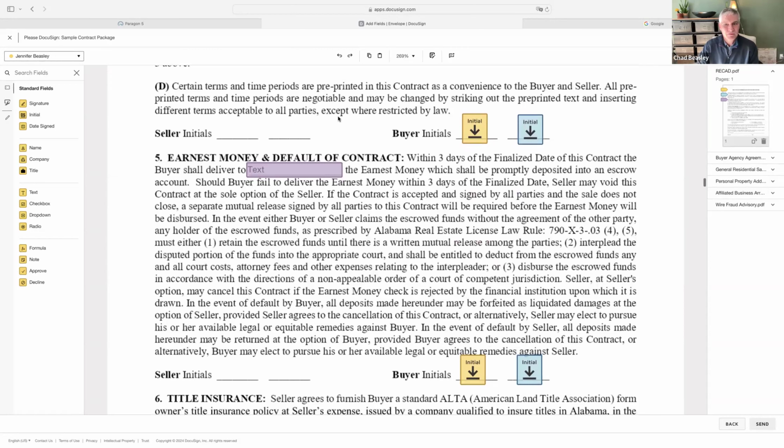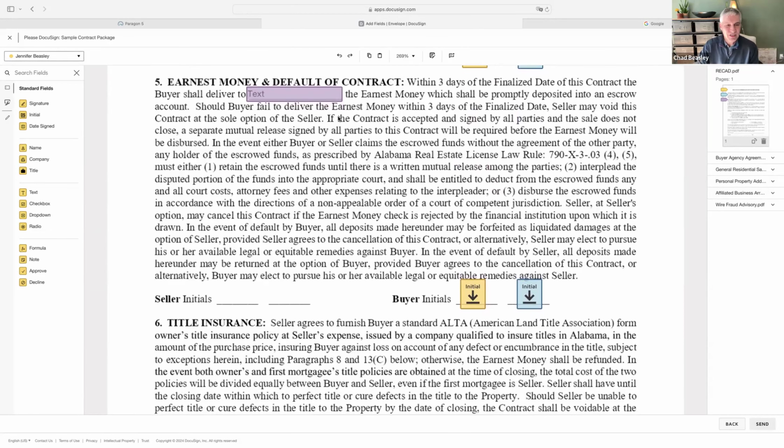And then we get into our earnest money section. It just talks about the pre-printed time frame in here that y'all need to be aware of. Within 3 days of the finalized date of this contract, the buyer shall deliver to whoever's going to be holding the earnest money, which shall be promptly deposited into an escrow account. So if you're working with the buyer, make sure they understand this, that within 3 days of the finalized contract date, if they have not gotten that earnest money delivered, they're in breach of this contract. So it's important that they know those dates and they're not just sitting there.